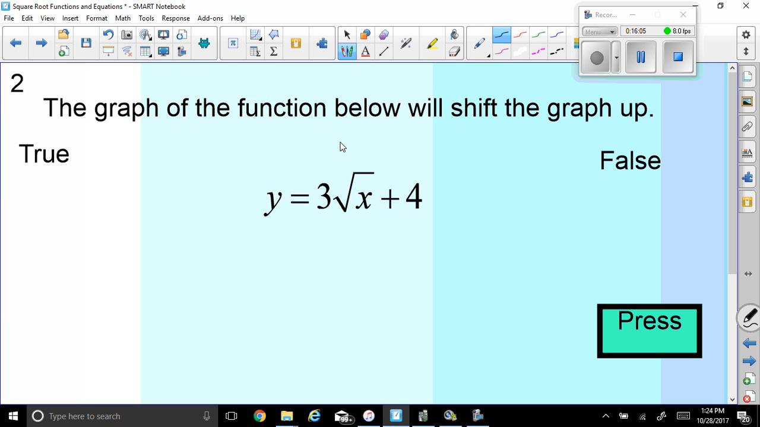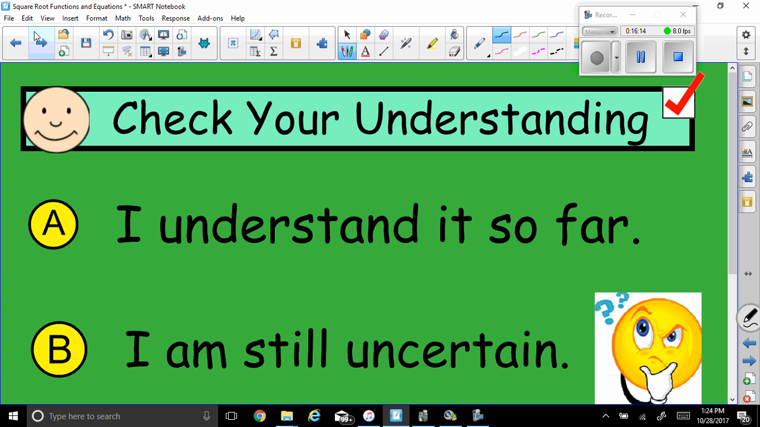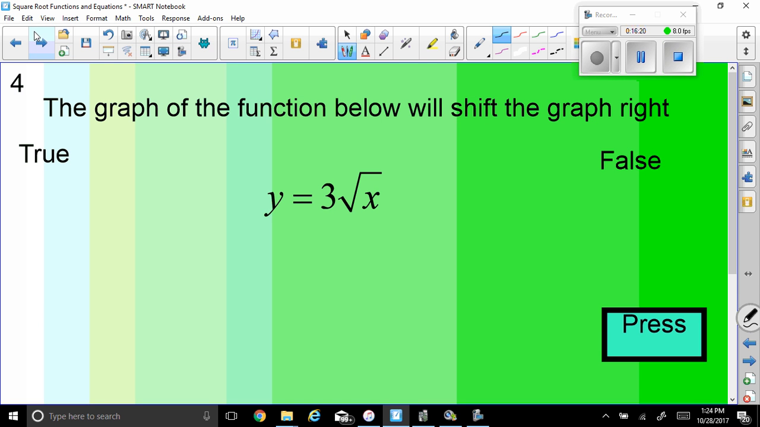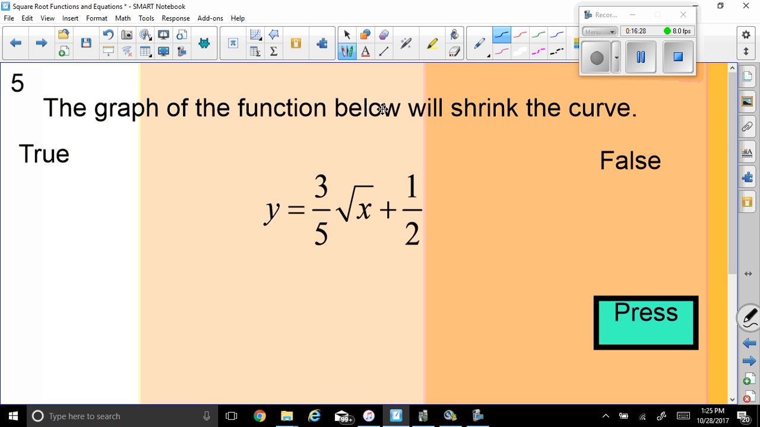So here's another function. Will the graph shift up? True or false? Check your understanding. We watch the tape because there are a lot of definitions that you need to know. Here's some more questions. Will the graph shift right? We'll talk about it in class. Here's another one. Will the function shrink the curve?